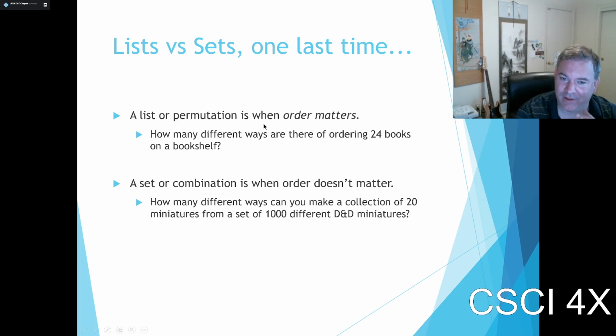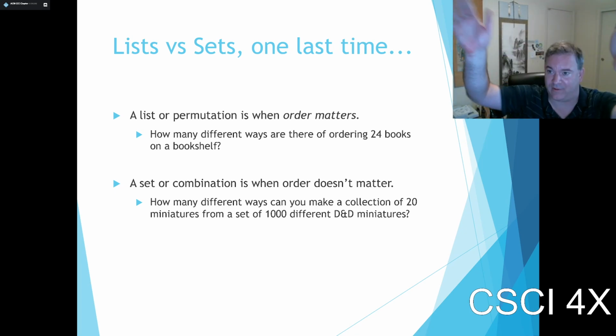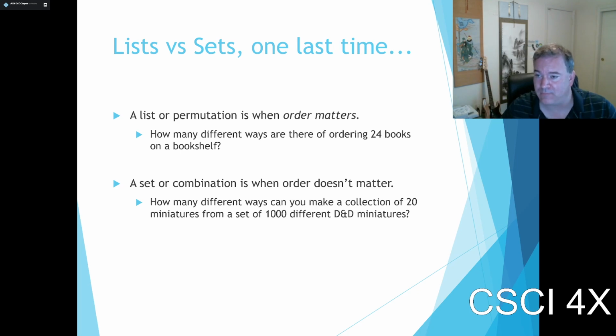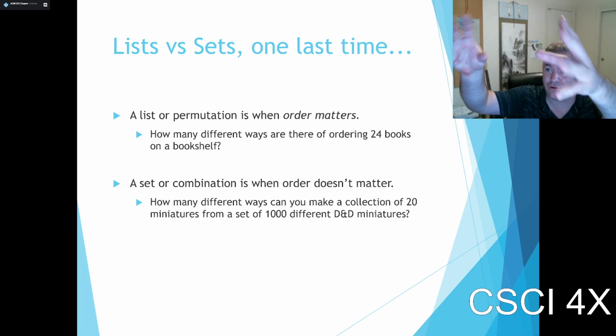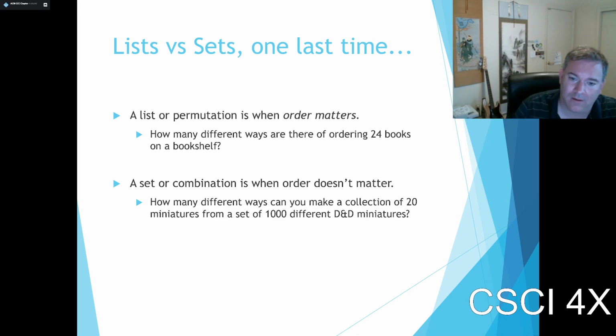Okay, so a list or a permutation is when order matters, right? If you're ordering books on a bookshelf, then order matters. A set or combination is when order doesn't matter. Like, I'm going to take 3 books with me on a backpacking trip. I've got 24 books on my bookshelf. I'm going to take 3 of them. How many different ways can I take 3 books from my bookshelf? They all go in my backpack. Order doesn't matter. So that'd be 24 choose 3, right?